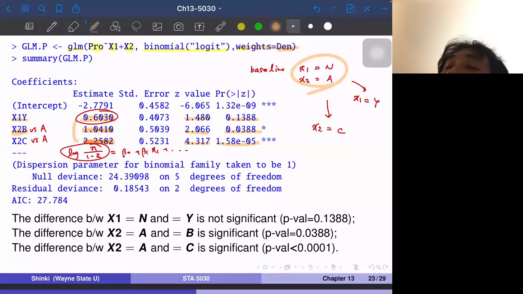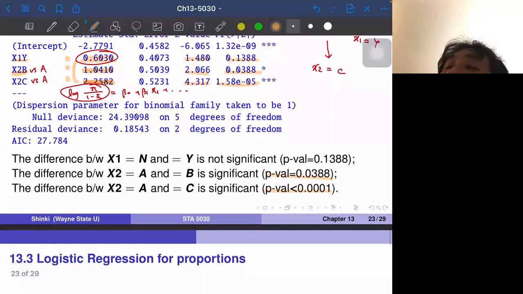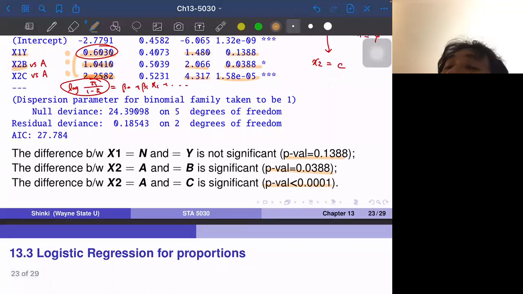And you can interpret with the p-value. At least we can interpret the sign of the coefficient, so which is better. In this case, x1 equal to y is better than n, x2 equal to b is better than x2 equal to a, and x2 equal to c is better than x2 equal to a. And the last two are significant, and the first one is not really significant.